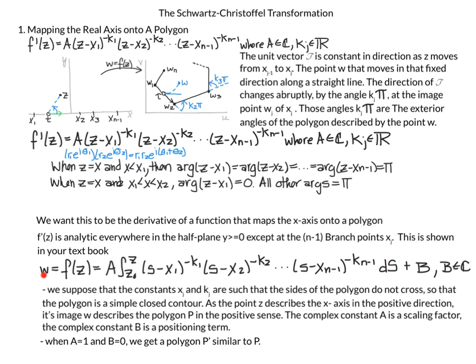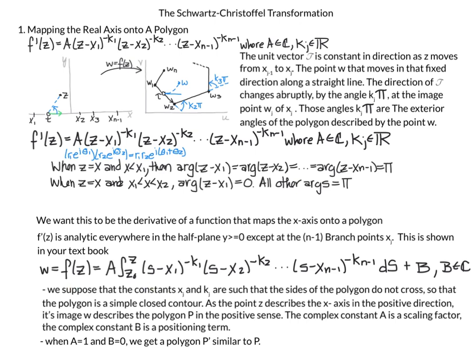We can then say that w is equal to f of z equals a times the integral from z naught to z of s minus x1 to the minus k1, s minus x2 to the minus k2, up to s minus x sub n minus 1 to the minus k sub n minus 1, ds, plus b. So s is just our variable of integration. Now a is our scaling factor, b is just a positional term like a translation.